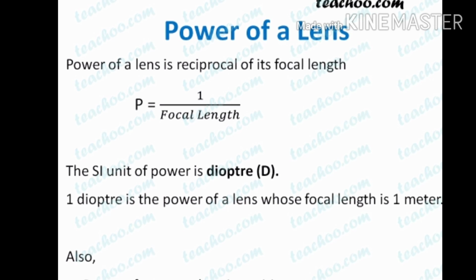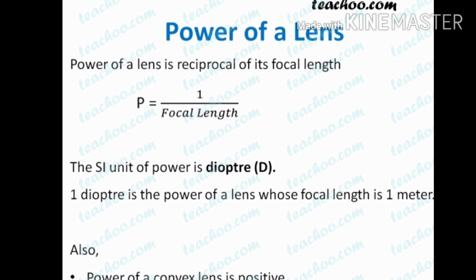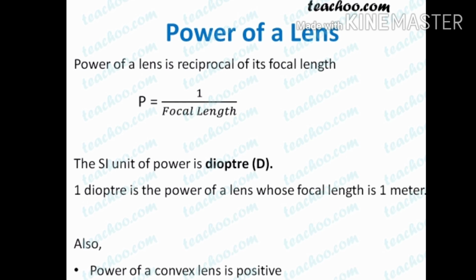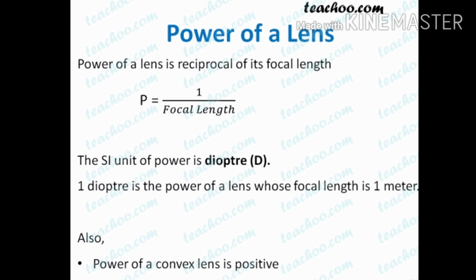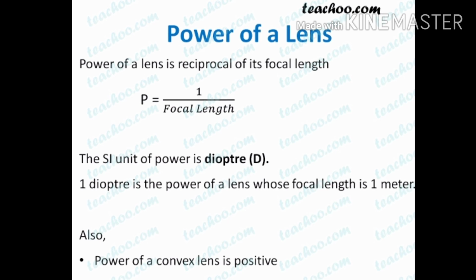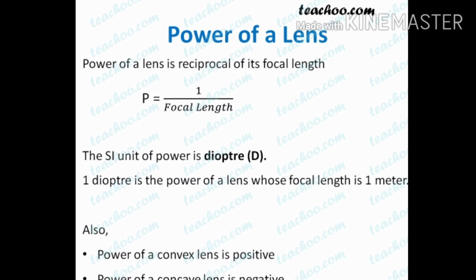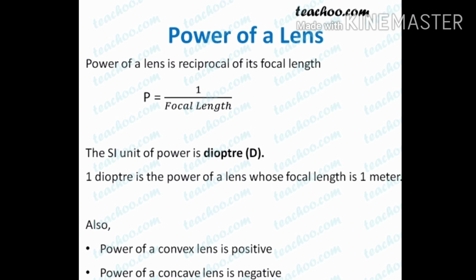The SI unit for power is diopter. So what is 1 diopter? 1 diopter is the power of a lens whose focal length is 1 meter. And remember that power of a convex lens is positive because the focal length of a convex lens is positive, and the power of a concave lens is negative as the focal length of a concave lens is negative.